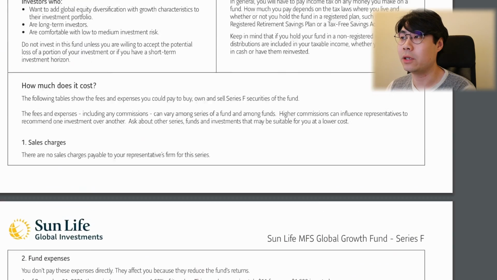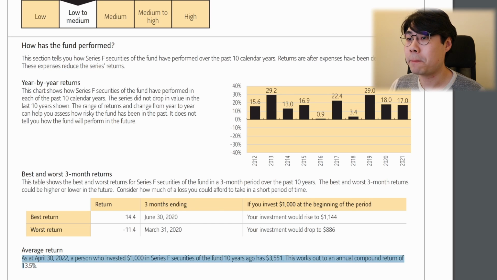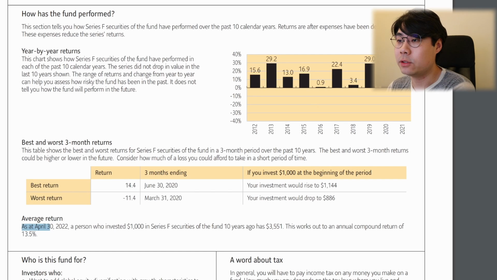That means let's look at what is the average return. So for this fund, as of 2022 April 30th, the average return for the past 10 years is actually 13.5%. This is much, much bigger than the previous fund, right? And because they have a lower expense ratio, or the fund expenses as they call it, this, I guess, could be a better choice than the first one.